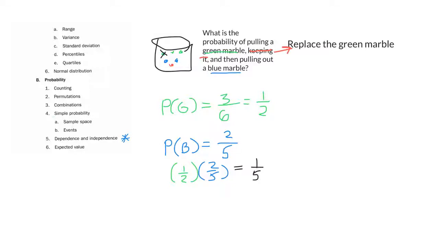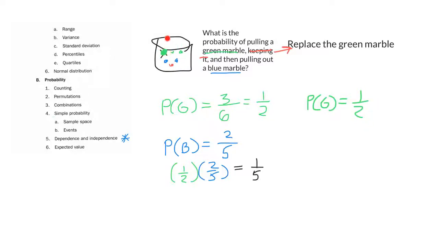So imagine we replace the green marble. Well, that changes things. That turns these events into independent events, because the probability of pulling out a green marble is the same. Let's just make this a green marble again, right there. So the probability of pulling out a green marble is still going to be 1/2, right? Because we have 3 out of 6 total marbles, so that's going to be 1/2.